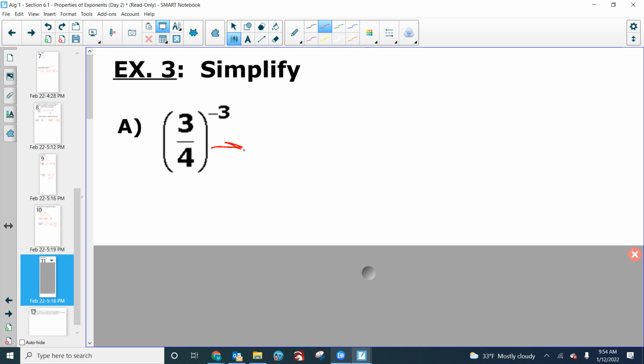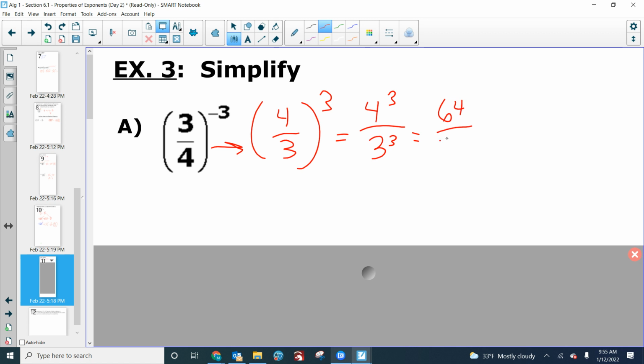So what am I going to do with that? Get rid of that negative 3. Flip my what? Flip my fraction. And that becomes a positive 3 now. Now what do I write on top? 4 to the power 3 over what? 3 to the 3rd. So what do you got? 64 over 27. There's my answer. Good job.